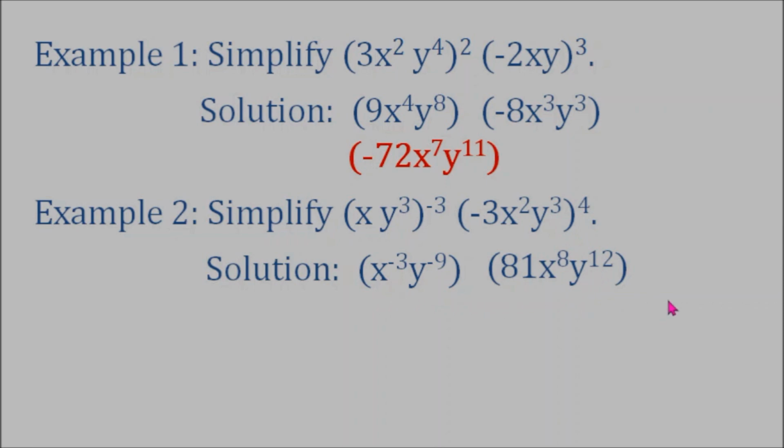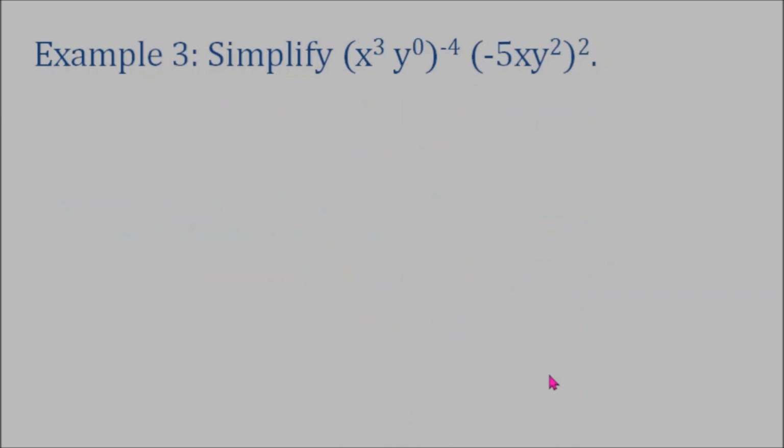Now to multiply powers having the same base, we add the exponents. So we have here 81, then negative 3 plus 8, that's 5, and then negative 9 plus 12 is 3. So this is our answer, 81x to the power of 5 y cubed. Example number 3.